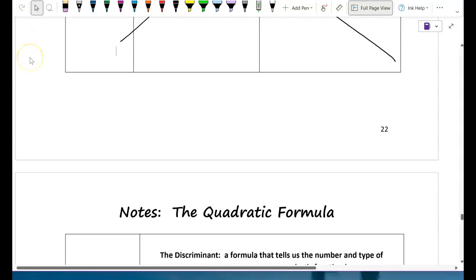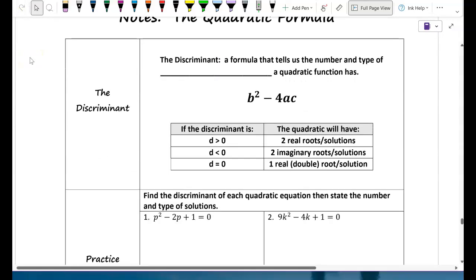sorry, the screen is jumping around on me. Solutions or roots a quadratic function has. And remember, the solutions or roots are telling us how many times does our function cross the x-axis, or as we're going to learn, does it cross the x-axis at all? Now, the formula is b squared minus 4ac.